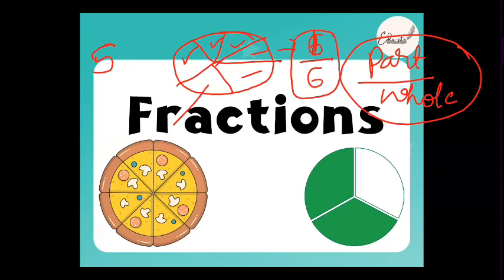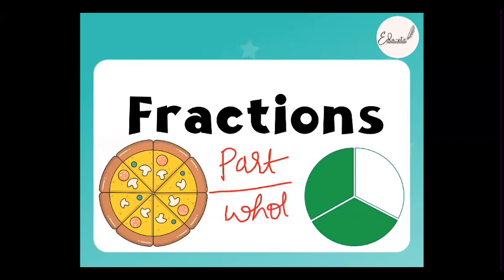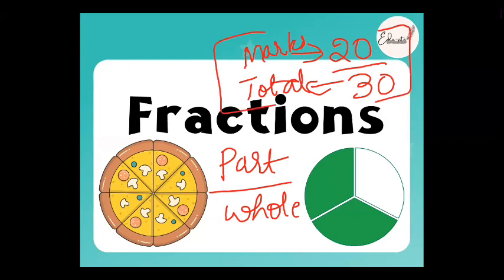What is a fraction again, Aisha? Fraction is part out of whole, correct? For example, Aisha has scored 20 marks out of 30 marks. What does it denote? This is the part, the marks Aisha has scored in her examinations, and 30 is the whole. Total marks are 30, and out of 30, Aisha has scored 20 marks. So a fraction is nothing but a part out of a whole, right?